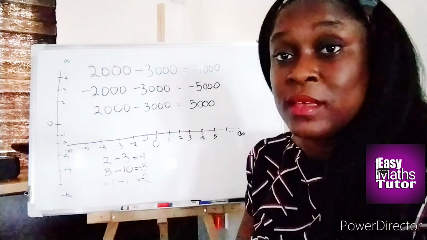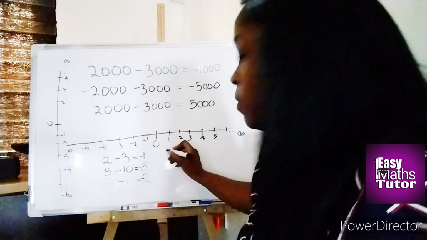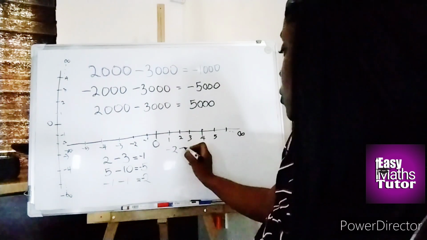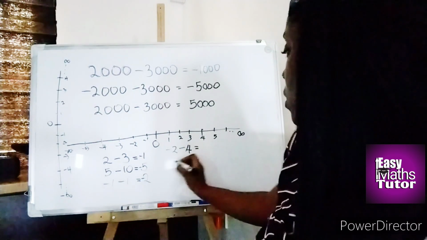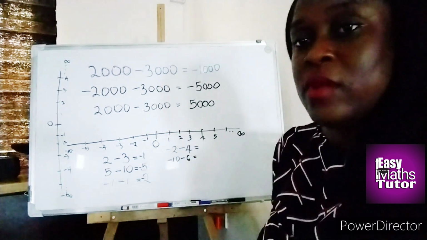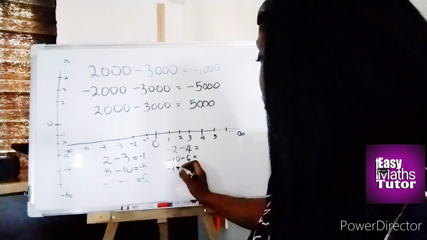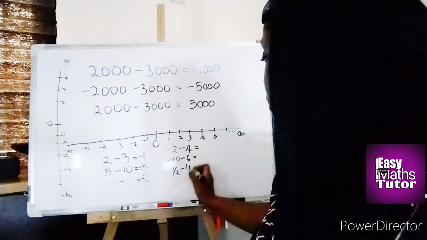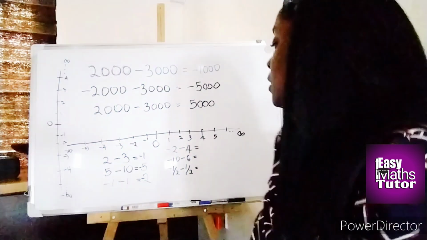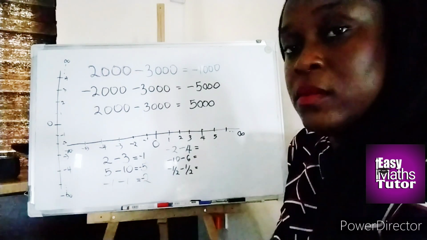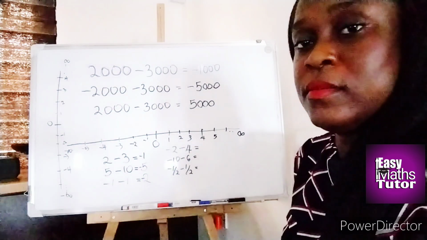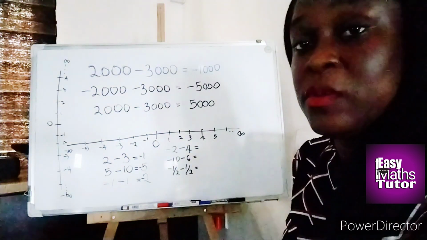Okay, so let's try another example. We have minus 2 minus 4. We have minus 10 minus 6. We have minus half minus half. All right? In all three expressions, the terms are both negative.